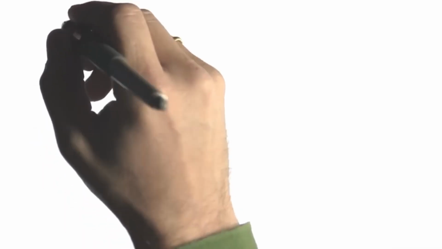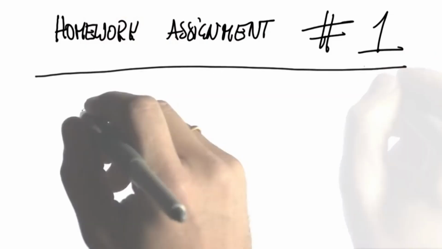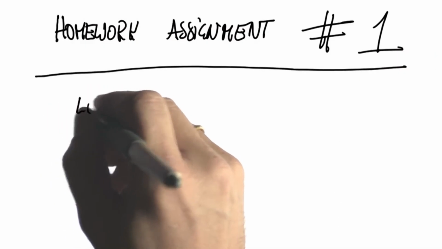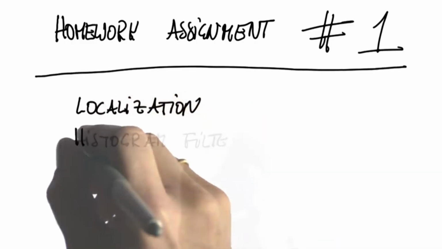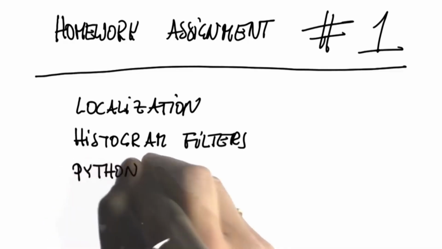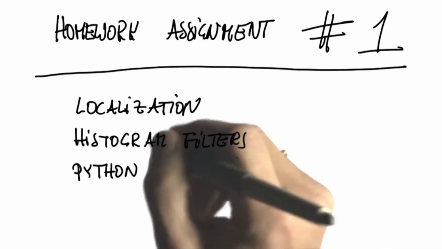So welcome to our very first homework assignment. This is number 1. And just to recap, in the class we learned about localization, we learned about histogram filters, and we programmed some in Python. So the homework assignment will cover this, plus some very basic probability.